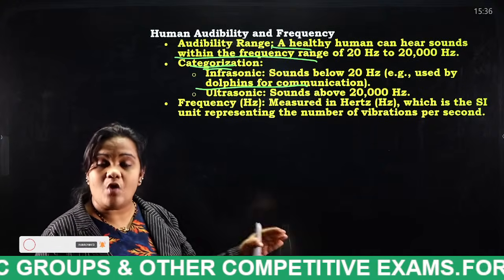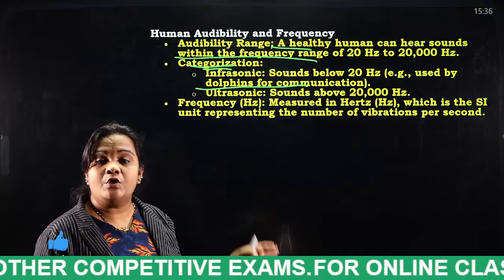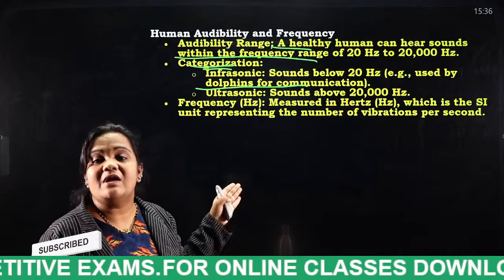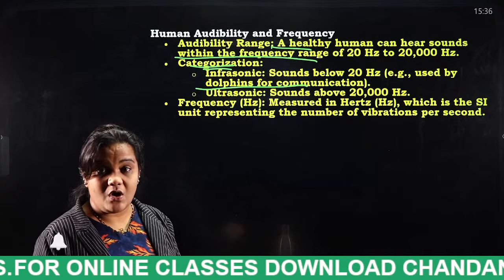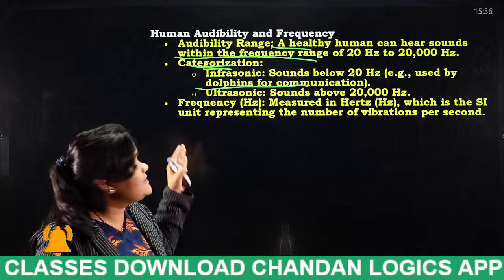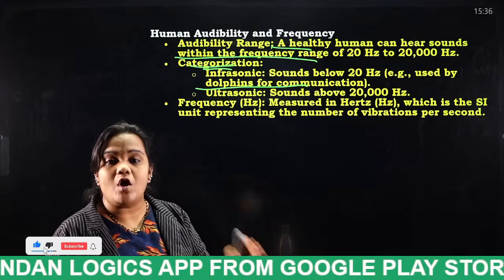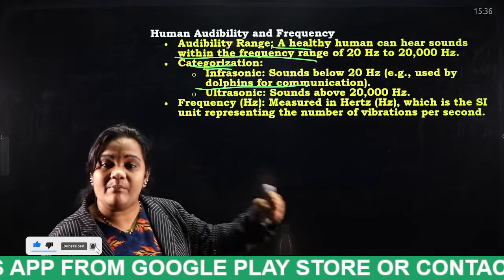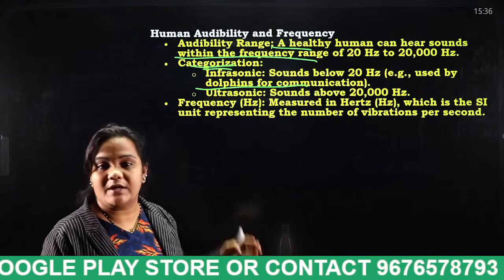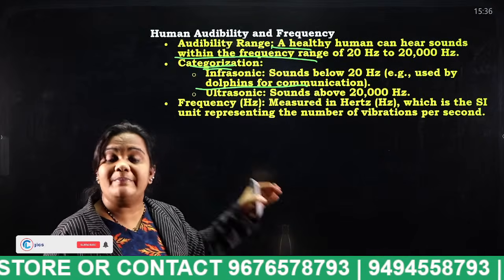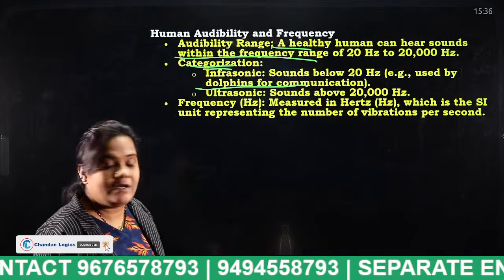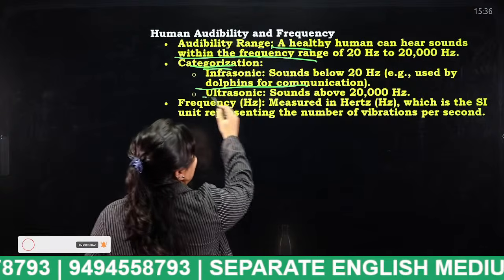So, the sound waves which are below 20 hertz are considered as what? Infrasonic sound waves. Okay. These infrasonic sounds are used by which aquatic animal? Dolphin, for communication. For their communication, they will use this infrasonic. Their sound will be below 20 hertz. Very, very important.